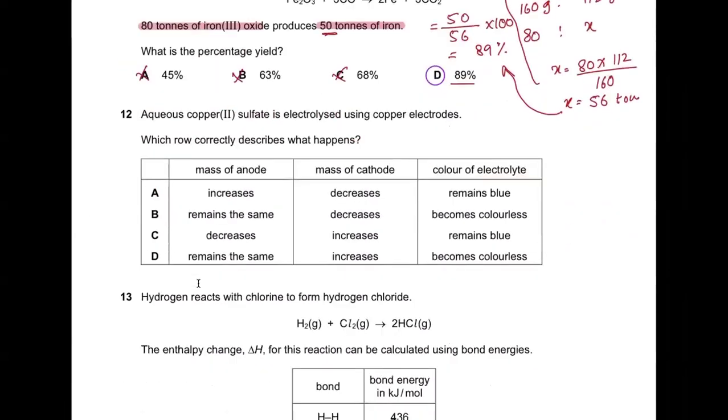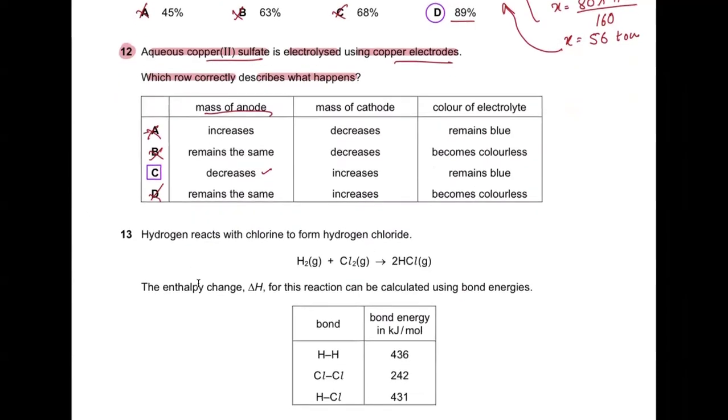Okay. Now MCQ number 12. Aqueous copper 2 sulfate is electrolyzed using copper electrodes. Which row correctly describes what happens? So when we are using copper electrodes and copper 2 sulfate, the anode decreases. The anode is always going to decrease in this case. And they have mentioned the mass of anode decreasing in only one place, so you don't need to look at the rest of the columns. Only C has that the mass of anode decreases, the mass of cathode increases, and the color of the electrolyte remains blue, right? So C is the correct answer.